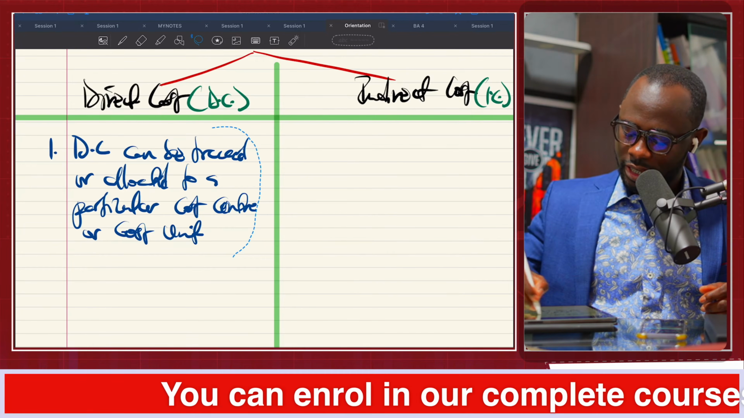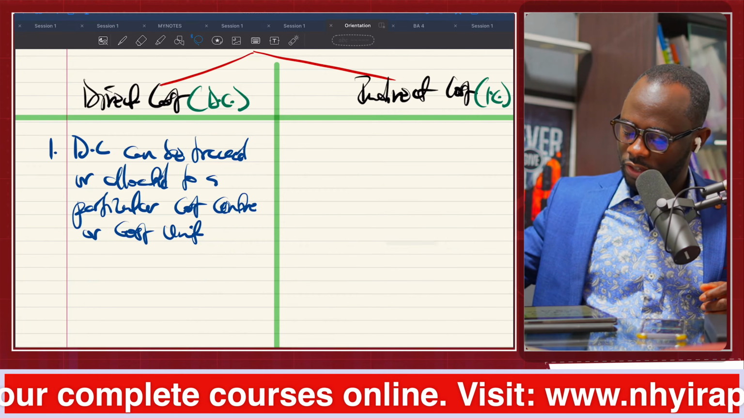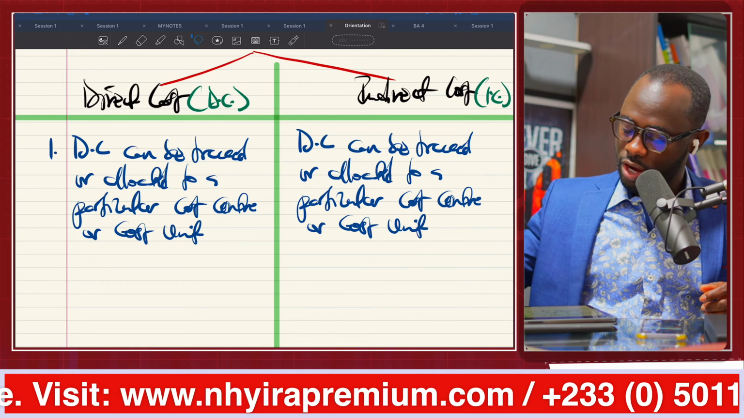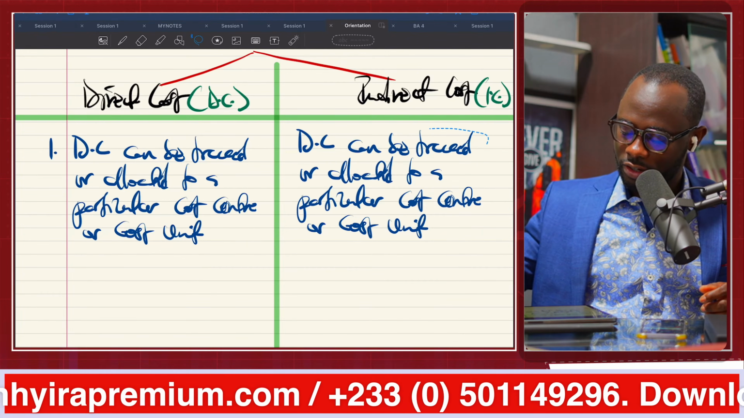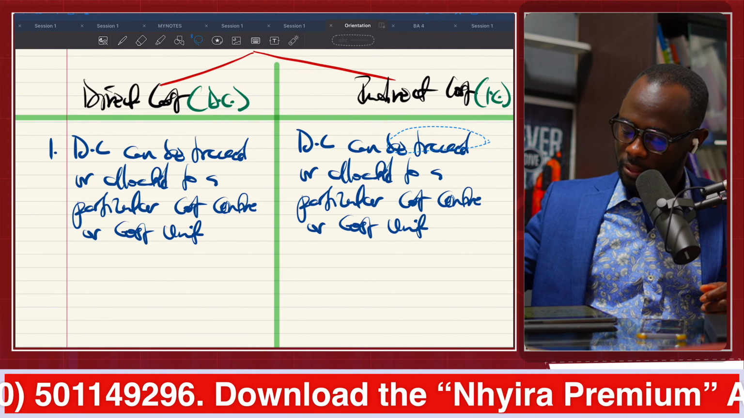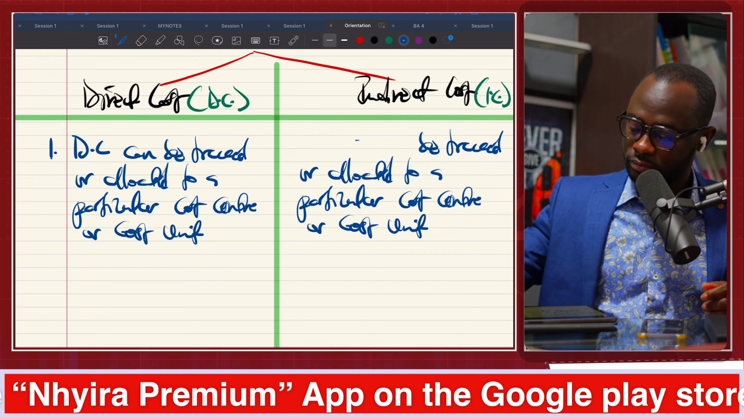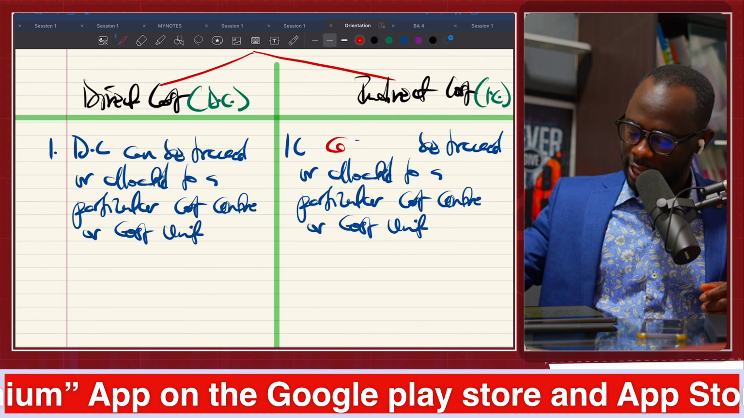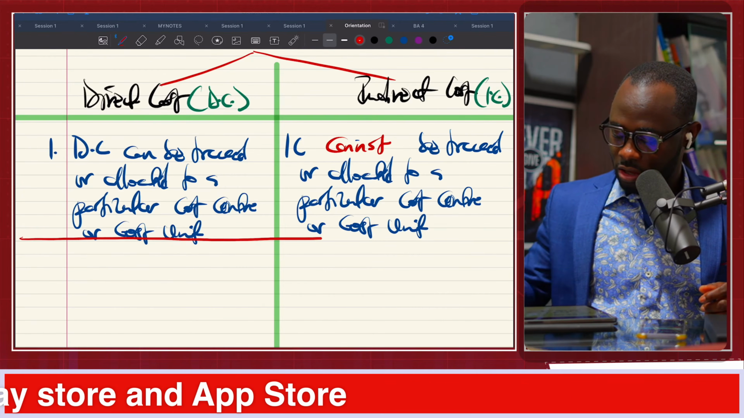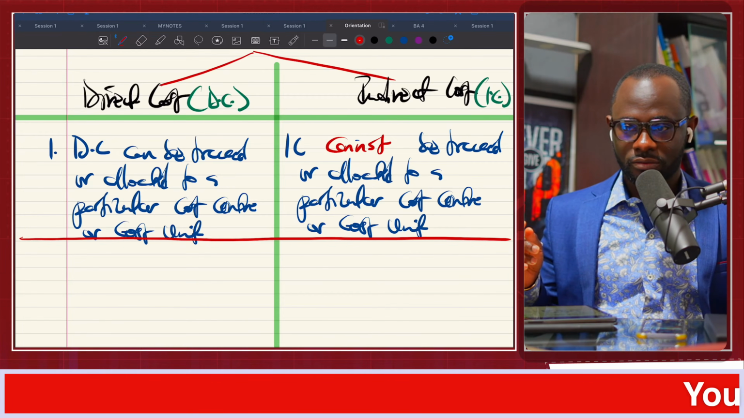We're going to say the same thing for indirect, but in the case of indirect, we will say that it cannot be traced. That's the difference. And we're going to explain that to you in a moment. So indirect cost here cannot be traced to a particular cost center or cost unit. That is the first distinction.